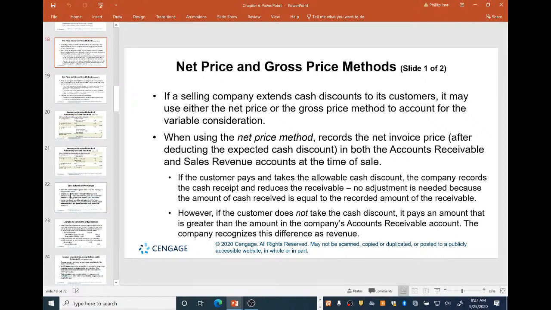Net price and gross price methods. Pretty much what this is saying is, if the selling company extends cash discounts to its customers, it can use either the net price or the gross price method to account for the variable consideration. So if we're a company selling goods to an outside party, we can either record the sale at the gross amount with no discount, or we can record it for the net amount, just net of the sales discounts, okay?